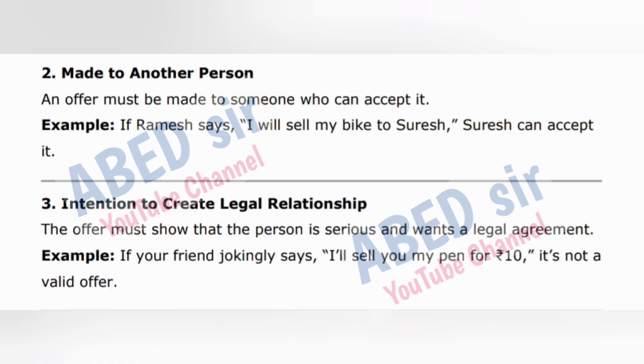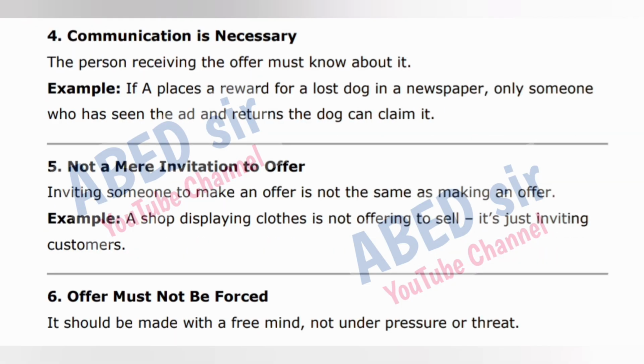3. Intention to create legal relationship. The offer must show that the person is serious and wants a legal agreement. Example, if your friend jokingly says, I'll sell you my pen for 10 rupees, it's not a valid offer. 4. Communication is necessary. The person receiving the offer must know about it. Example, if A places a reward for a lost dog in a newspaper, only someone who has seen the ad and returns the dog can claim it.